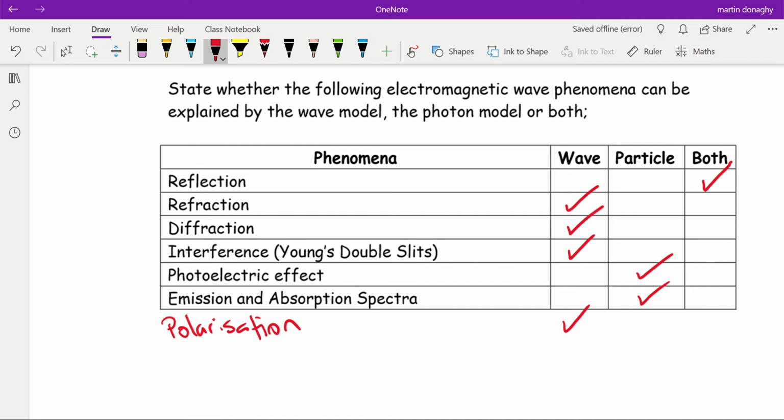So you can see for some of them reflection can be both, we can use either. For the majority of them, waves act like waves, so refraction, diffraction, Young's double slits, interference, and polarization. And then sometimes we need to use the photon model, which is with the photoelectric effect and the emission and absorption spectra. We could add to this as well things like particles behaving like particles and particles behaving like waves. So the electron diffraction experiment above is where we have particles acting like waves.